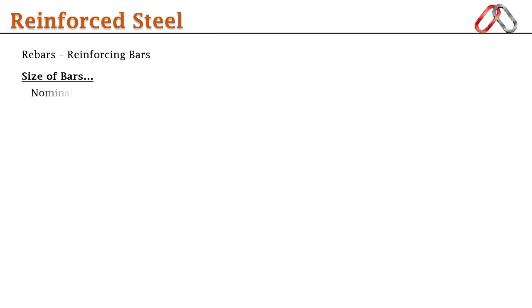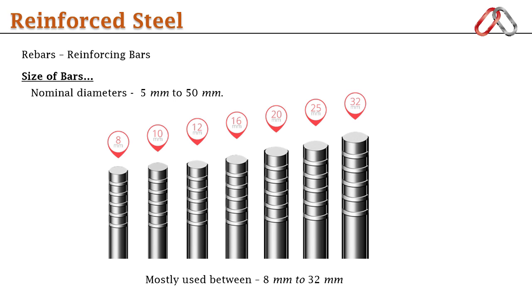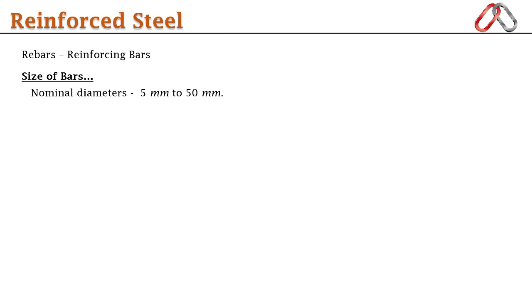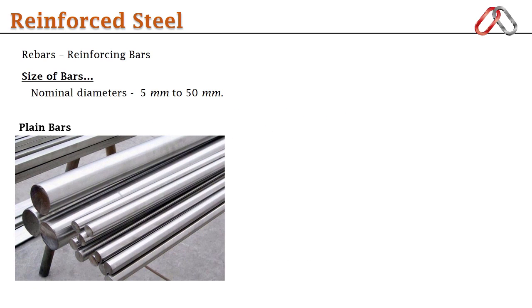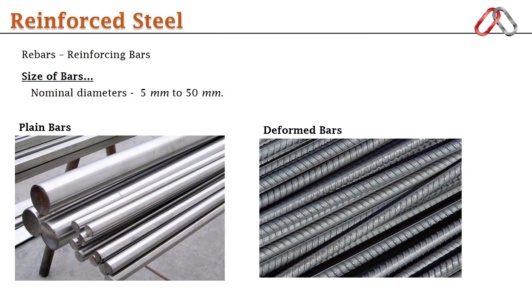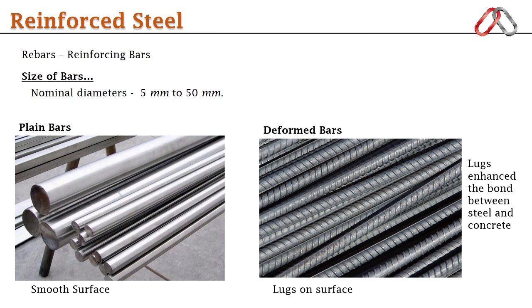In India, the size of bars varies between 5 mm to 50 mm, but most commonly used are between 8 mm to 32 mm. These bars can be in any form, either plain or deformed. Plain bars have a smooth surface, whereas deformed bars have a lugs-on surface. These lugs enhance the bond between concrete and steel.